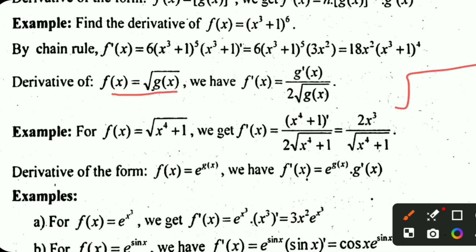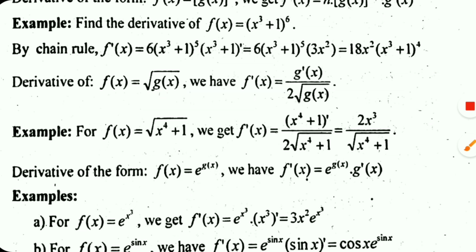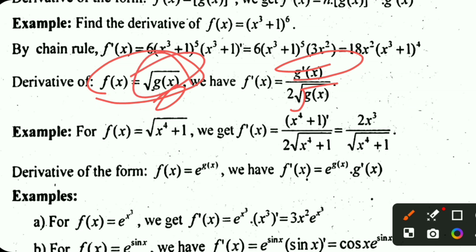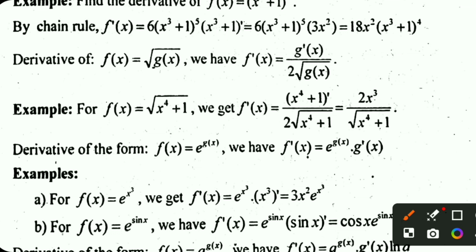If f of x is equal to the square root of g of x, that means if we have this form, then f derivative at x means g derivative at x over twice the original function. For example, if we have f of x is equal to the square root of x raised to 4 plus 1, then f derivative means g derivative at x.